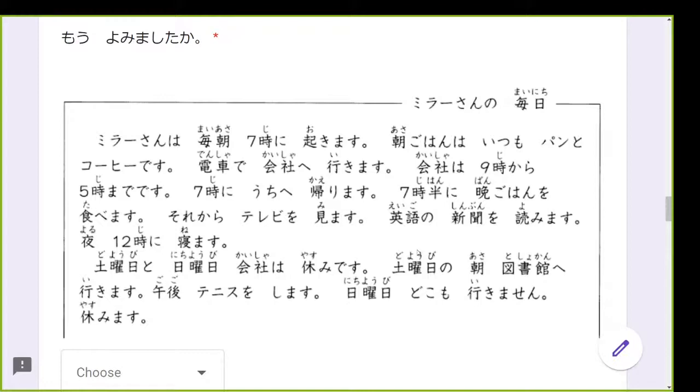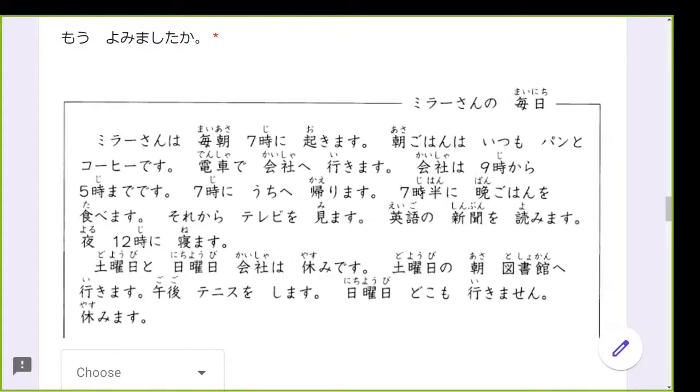Emma, Jerome. Okay, はい、よくできました。So this is how it works for our story here. We are seeing here Mira-san no mainichi, like the life of Mira-san every day. Mira-san wa, okay, every morning he wakes up by 7 o'clock. Then his breakfast always is bread and coffee. Through train, he goes to the office or company. In the company, from 9 o'clock to 5 o'clock, that is the duration of his company. Then by 7 o'clock, he goes back home.